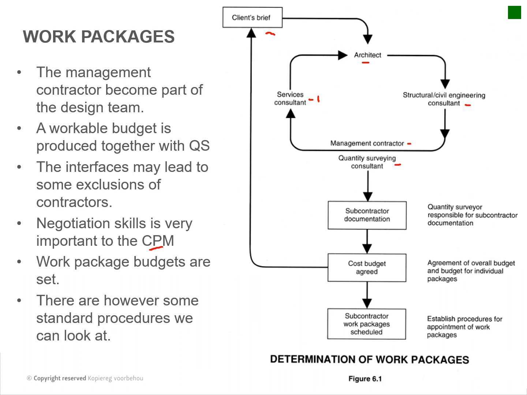So you've got your subcontractors, and the quantity surveyor is responsible for subcontracting documentation, etc. You've got a subcontractor that maybe does the plumbing design also. And then all of those packages are put together to get to a cost budget, and that's agreed between the quantity surveyor and your service consultant. Okay, and then the client signs that agreement. And then your subcontractor work packages schedules are developed, and then the project is implemented, and so on.